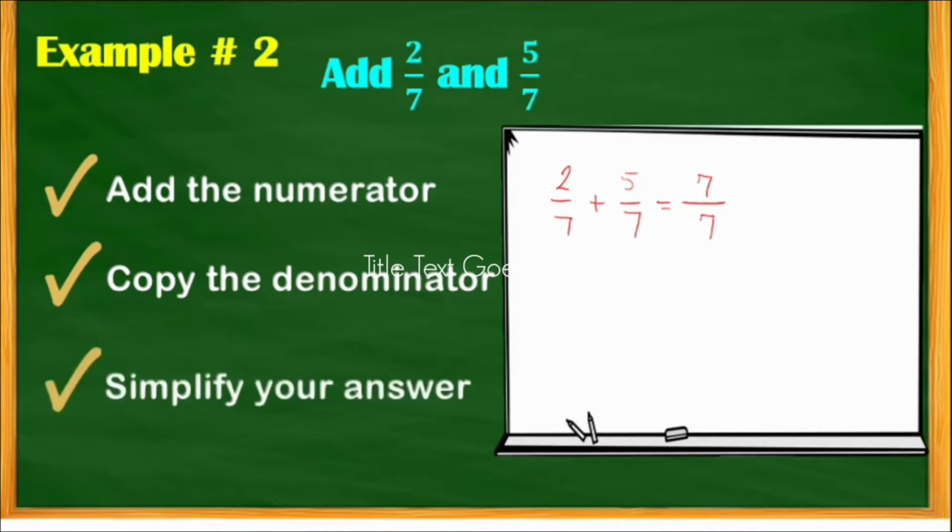We're going to simplify our answer. Is there any common factor between 7 and 7? Very good. The common factor is 7. So, 7 divided by 7 is 1, and 7 divided by 7 is 1 also. So 1 divided by 1 is 1, because 7/7 is one whole. So, the answer is 1. Okay, very good, Grade 4 pupils. You have very good observation of that.